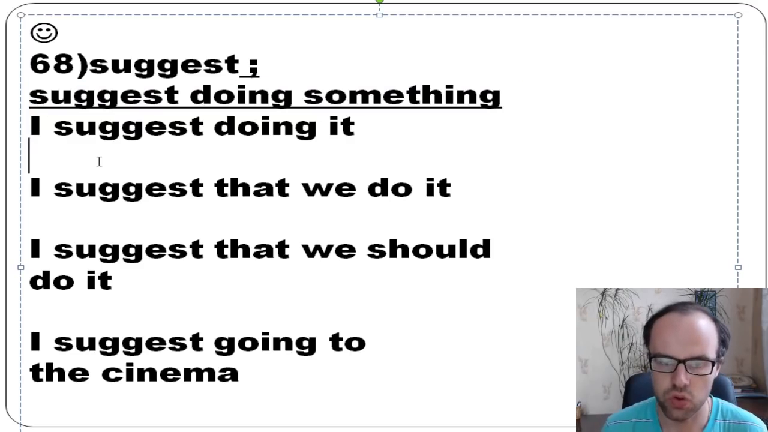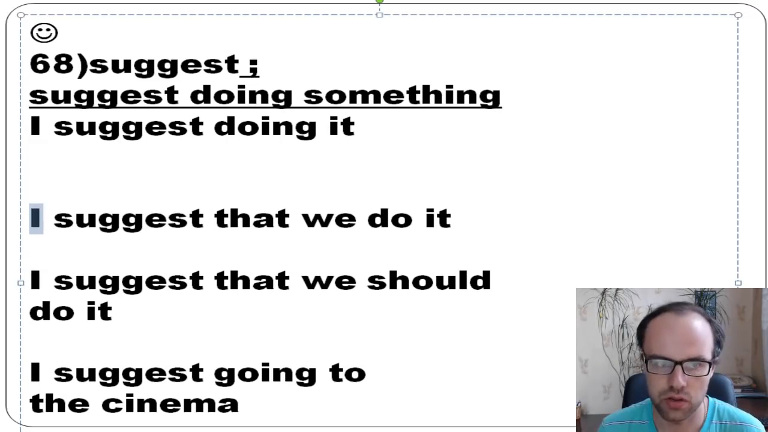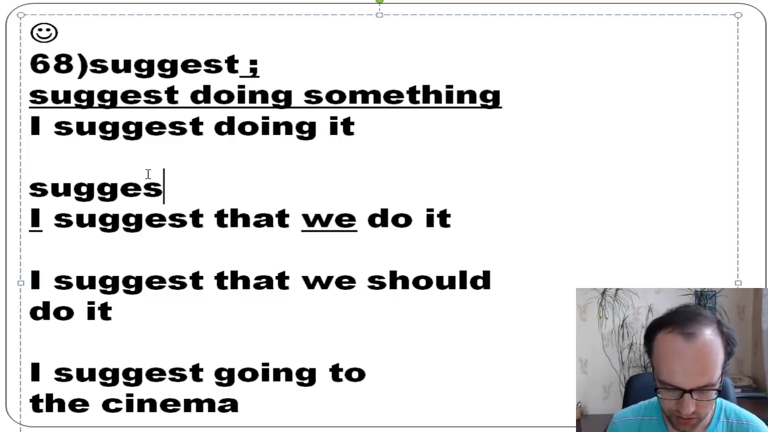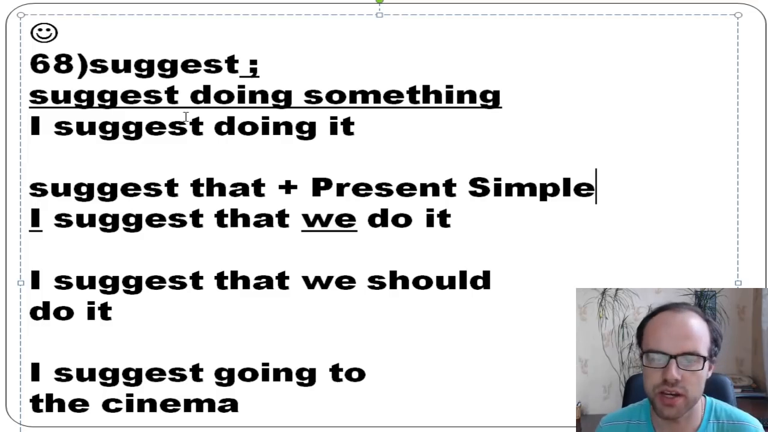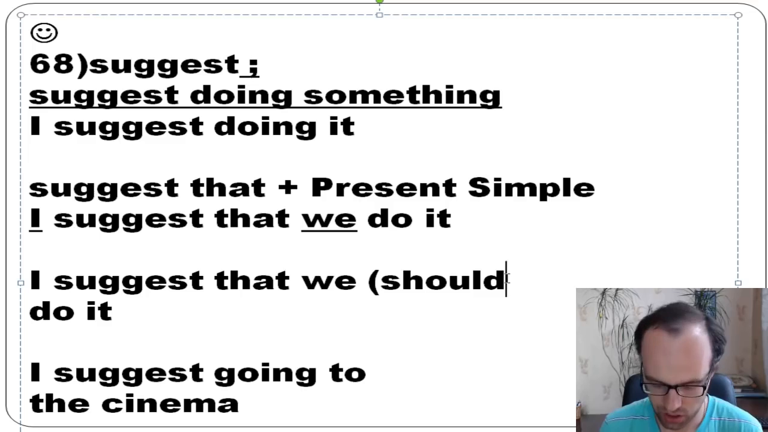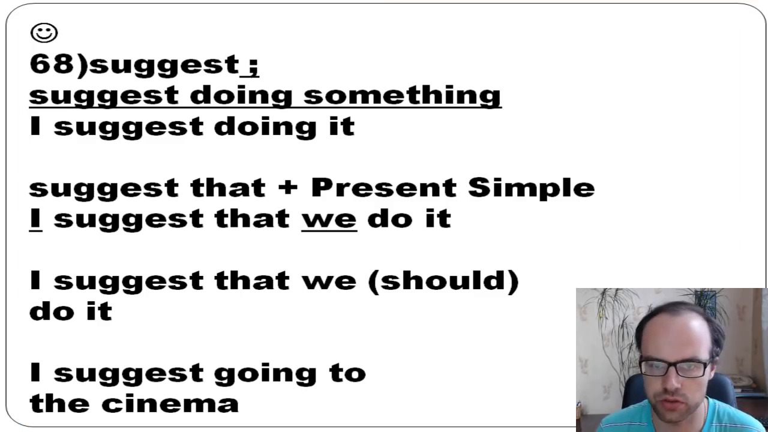Or you can use another structure. So if you need to use one more subject, so I is the first subject and we is the second subject, you use suggest that. Suggest that plus present simple, okay? So I suggest that we do it, or we can also use should, okay? I suggest that we should do it, okay? It's very important.